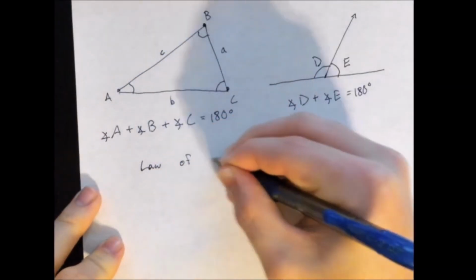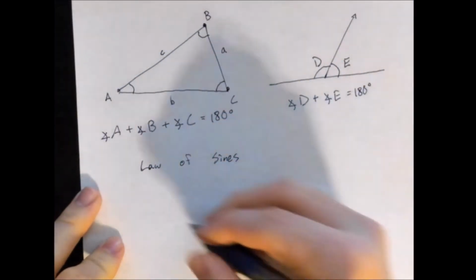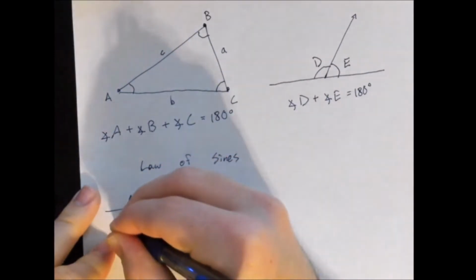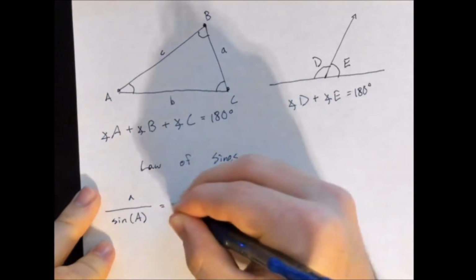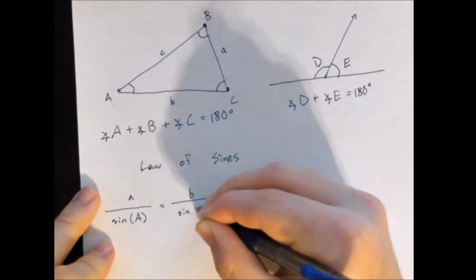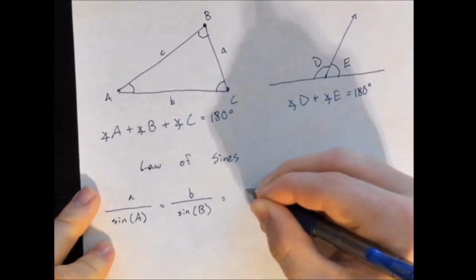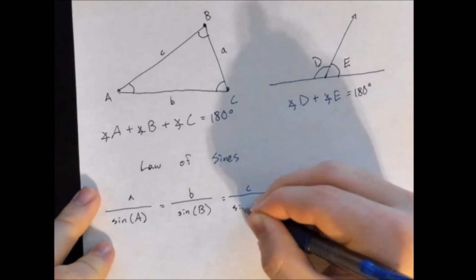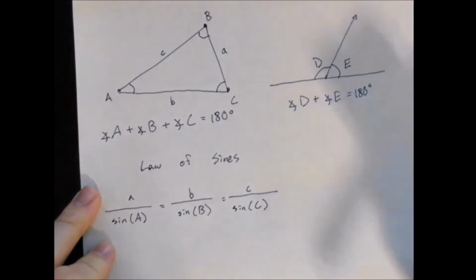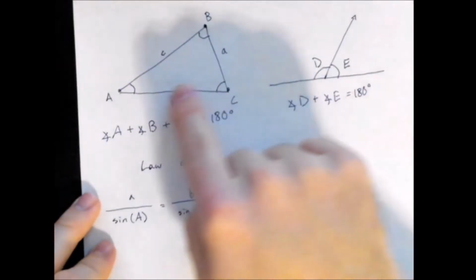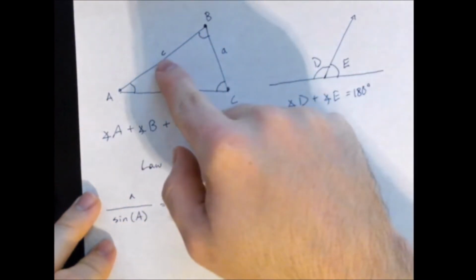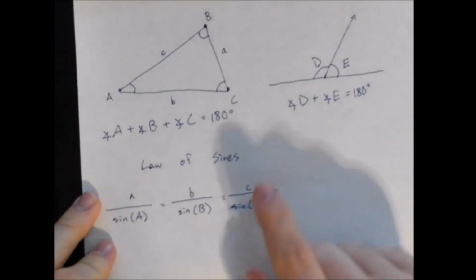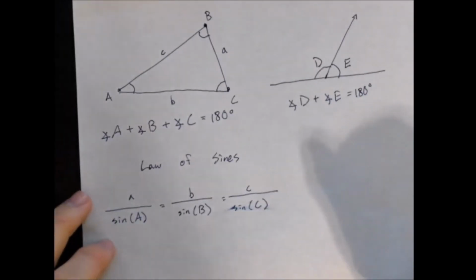Lastly, given any triangle with angles A, B, and C and the corresponding opposite sides a, b, and c, we have what's called the law of sines. The length a divided by the sine of angle A is equal to the same ratios for the other angles and sides. That's equal to length b divided by the sine of angle B, and that's also equal to length c divided by the sine of angle C. This is true for any triangle.